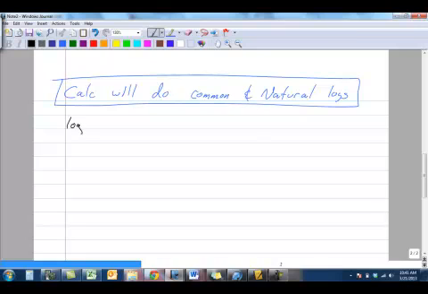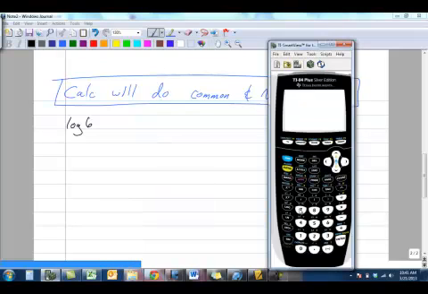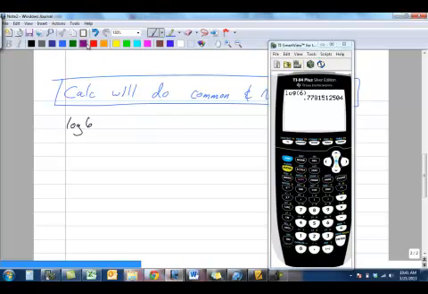For example, if I ask you, what is log of 6? All right, pull out your calculator, and your log button is right next to your 7. So, press log, and see it gives you parentheses, log of 6, and it tells you that log of 6 is 0.778. We're going to go to 3 decimal places for this. So, log of 6 is 0.778.